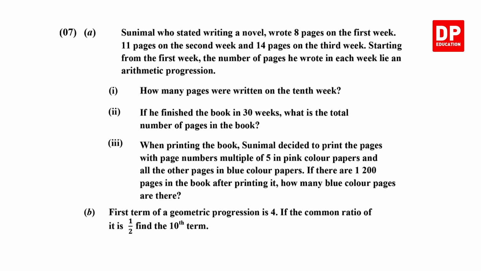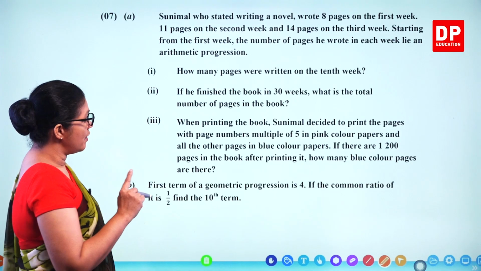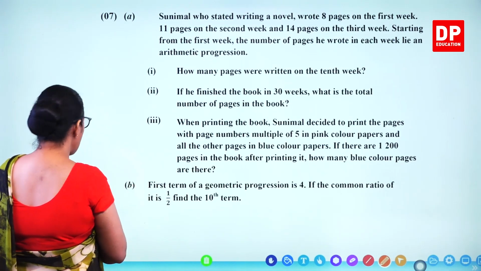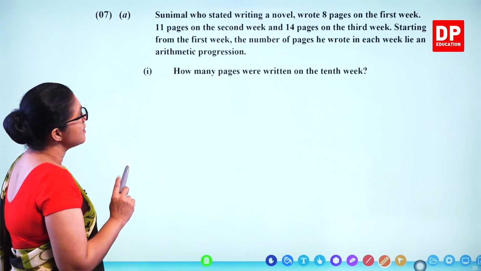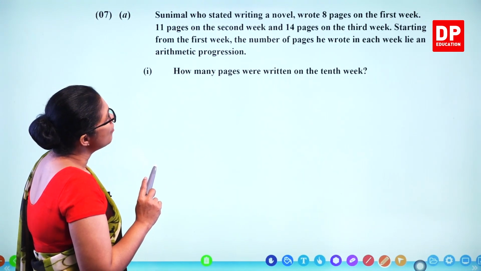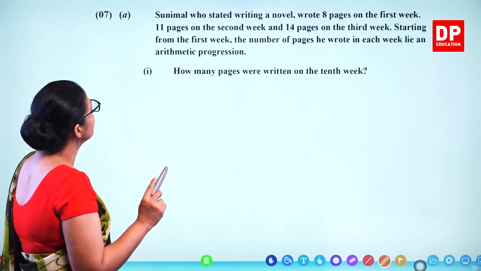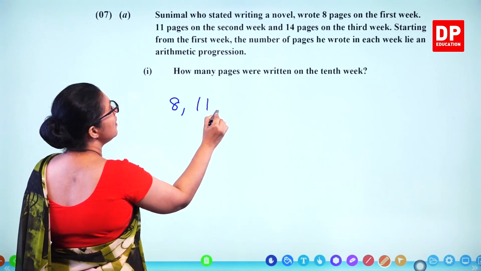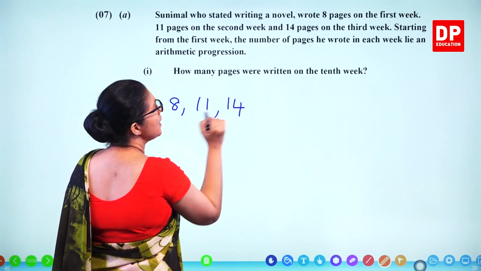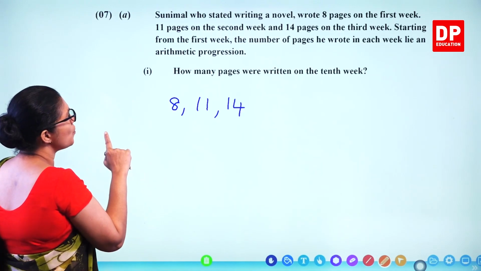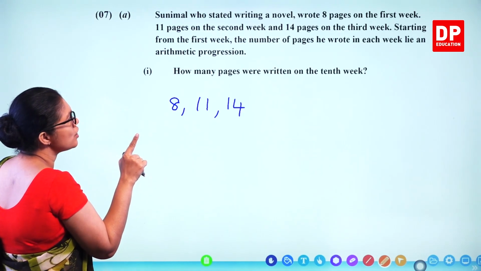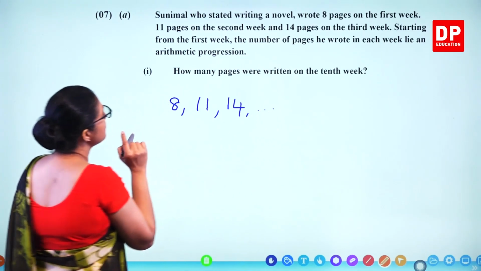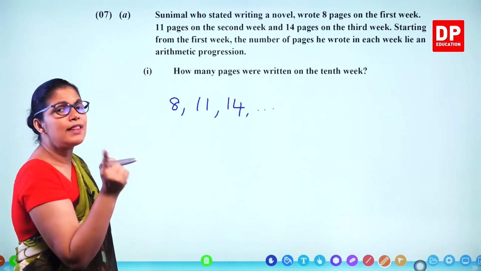Question number 7. This is about progression, arithmetic progression as well as geometric progression. So let's do the question. Sunimal, who started writing a novel, wrote 8 pages in the first week, 11 pages in the second week, 14 pages in the third week. Starting from the first week, the number of pages he wrote in each week lie in an arithmetic progression. How many pages were written in the 10th week?